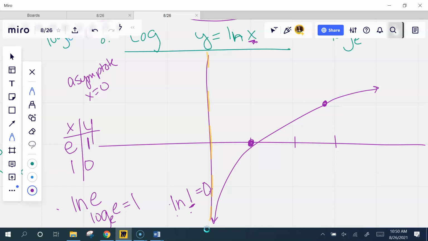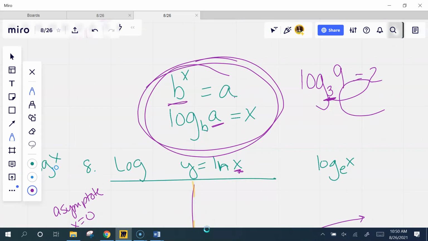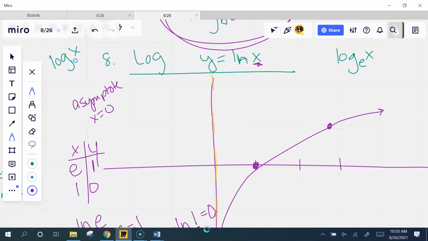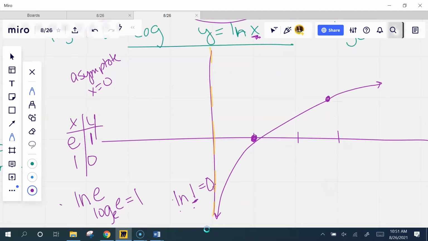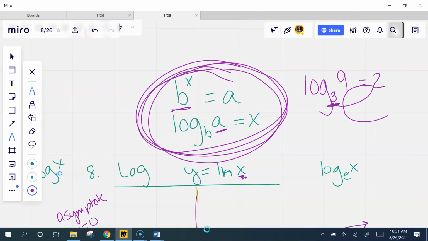Log base E. No, you have to change it this way. You take the base. Do you not remember doing this in Algebra 2? I'm so scared. This was the thing I struggled with. I think I failed that. So log, you take the base. This is the key to understanding logs. Being able to go from one form to the other. If you can do that, you can do logs.